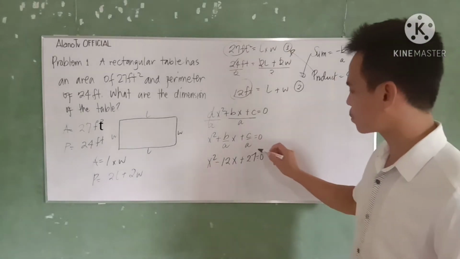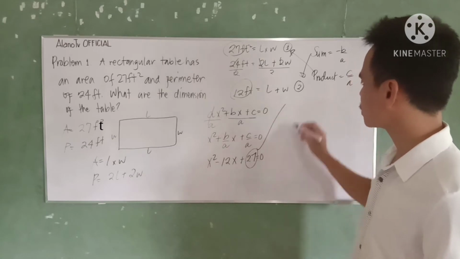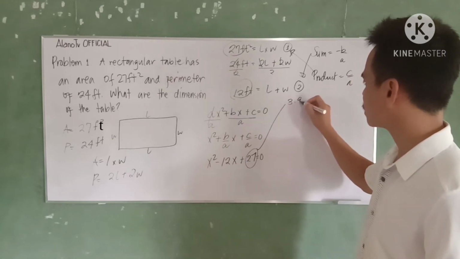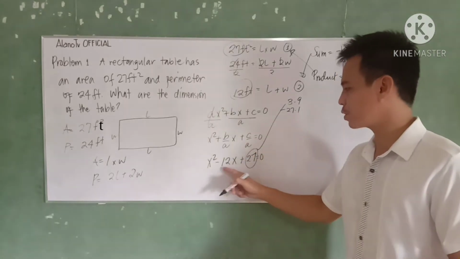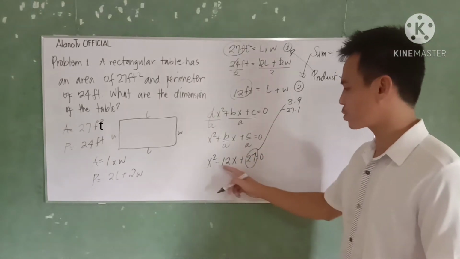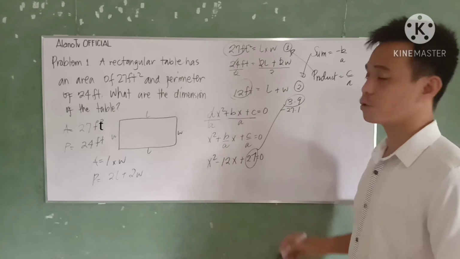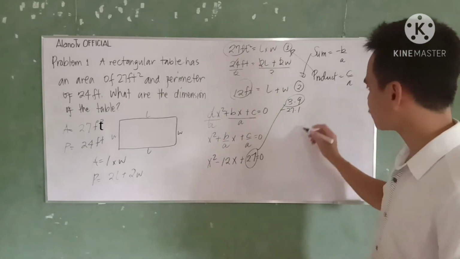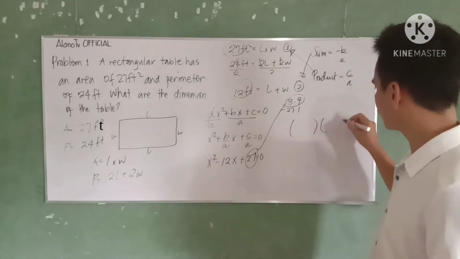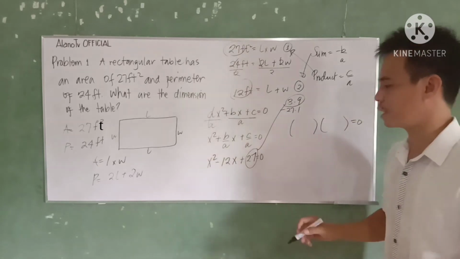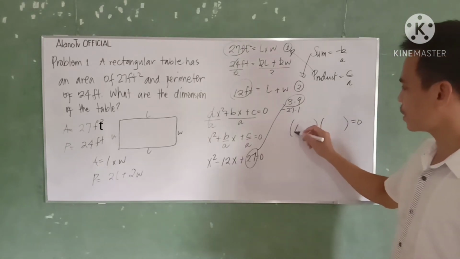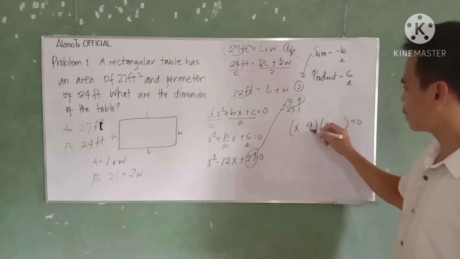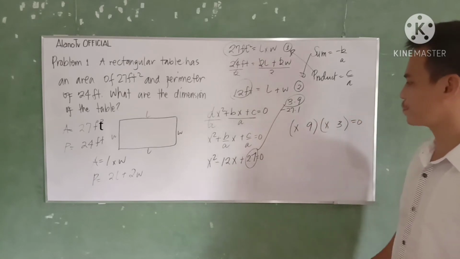So let's factor out 27. So this is 3 and 9, 27 and 1. So looking at your linear part, which is 12, we can use 3 and 9. So we have (x)(x) is equal to 0 na yan agad. Using the zero product property, this is x and x, 9 and 3.